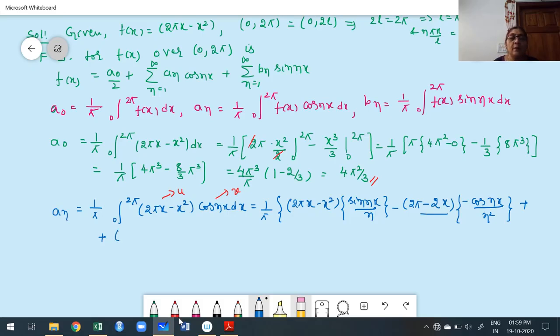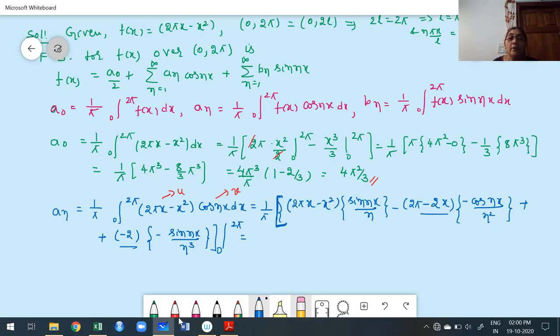What is the derivative of the constant? 0 minus 2 into 1. Again I have to integrate. Integration of cos is sine, sin nx by n cube. Then I have to stop because we get a constant, and the next higher derivative is 0. The limits are 0 to 2 pi. Now apply the upper limit and lower limit. Better to keep the entire thing in a square bracket.